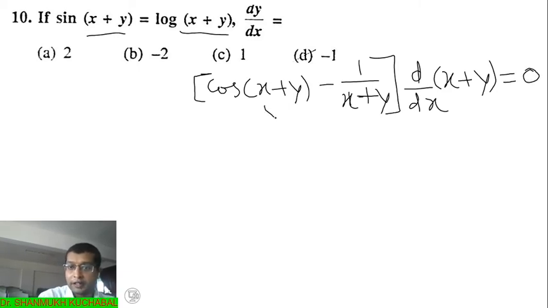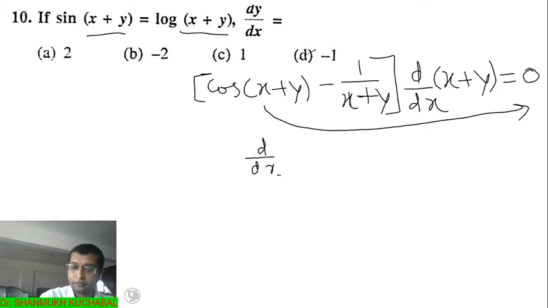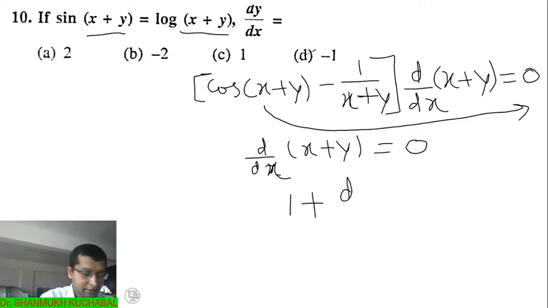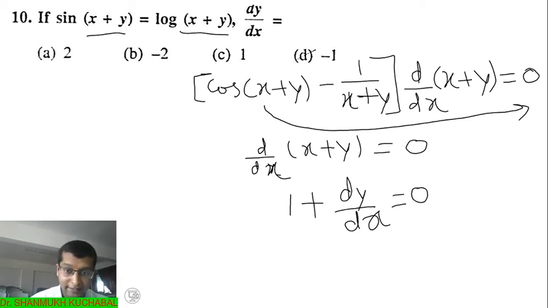Now this quantity we transpose to RHS, it will become 0. So we get d by dx of x plus y equal to 0. Further differentiate this one. X differentiation is 1, y differentiation is dy by dx, equal to 0. Therefore we get dy by dx as minus 1. Therefore option D is the right answer.